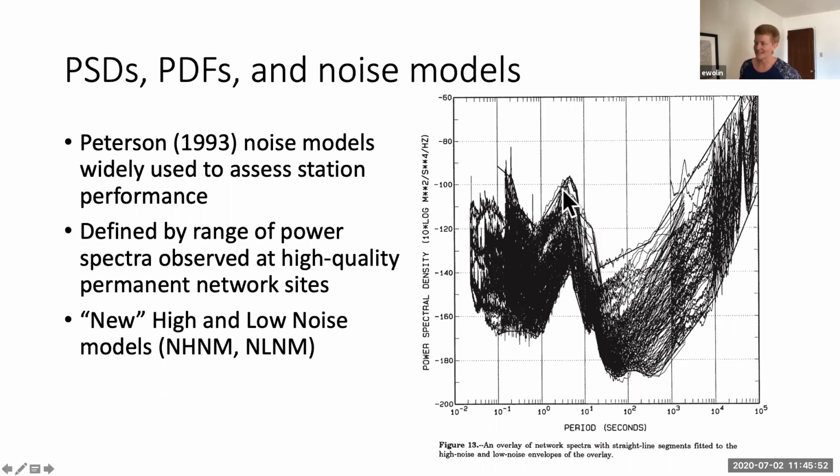You'll very often see signals in the microseismic band exceed this. But these are our two baselines that we like to use to say the station is performing well, or it's too noisy, or something like that. If you ever plot up a power spectra and see it well below the low noise model, you might have a problem with your instrumentation or with your response.